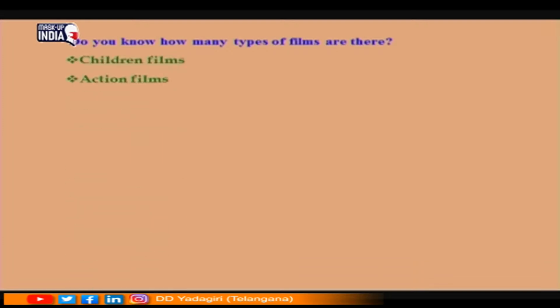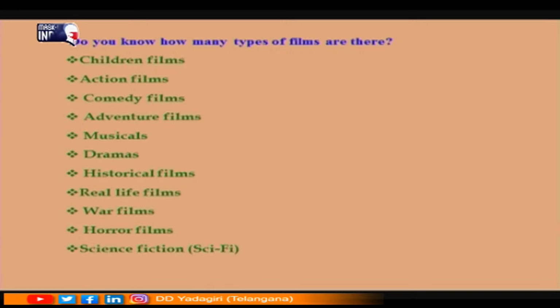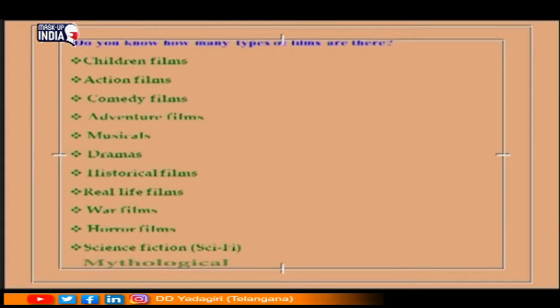Children's films, action films, comedy films, adventure films, musicals, dramas, historical films, real life films, war films, horror films, science fiction or sci-fi films and mythological films. How do you know about a particular film? Yes, it is your parents, elders or friends who tell you about the film. What do you call the telling of a film? In simple words, we can say it is a film review.